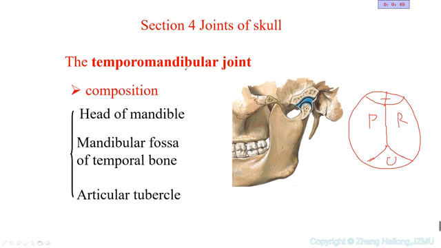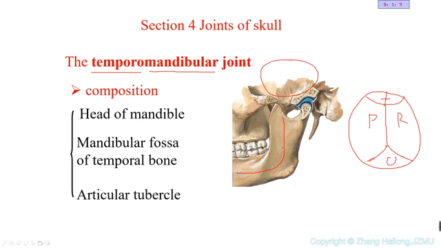Now let's see another important joint. This one is the temporomandibular joint. This joint is formed by two bones. One is the temporal bone. Another one is the mandibular bone.